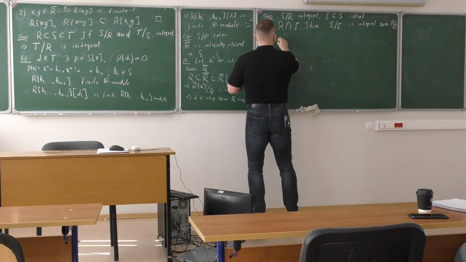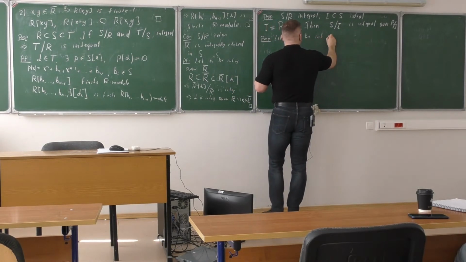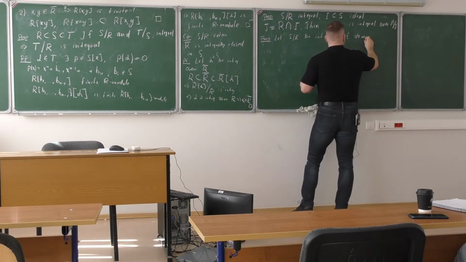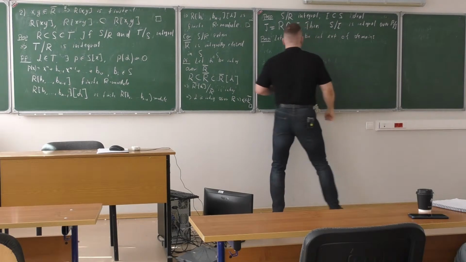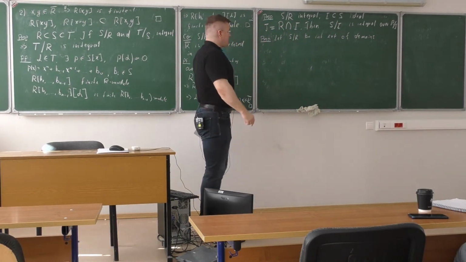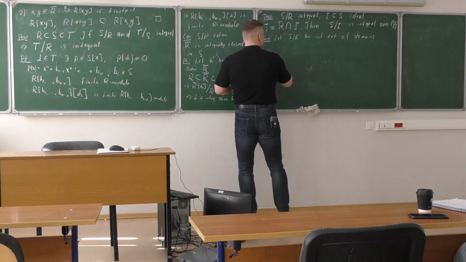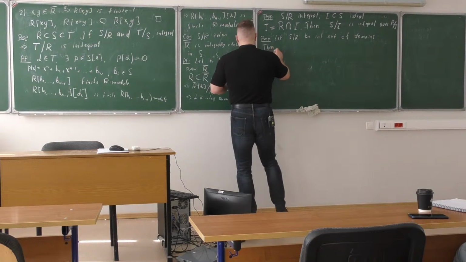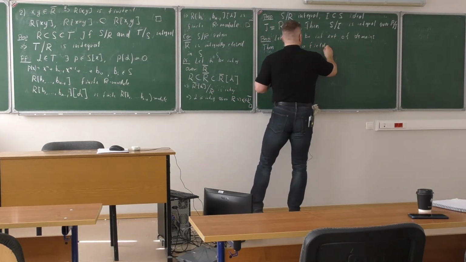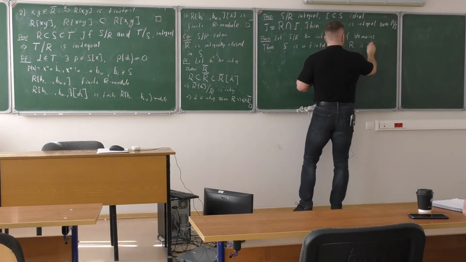So let S over R be an integral extension of domains. In other words, I assume that S and R are two domains. There are no zero divisors in S and R. So then S is a field if and only if R is a field.